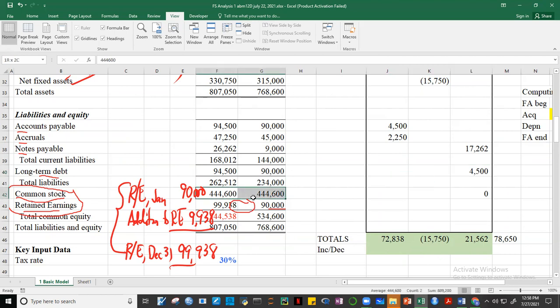Common stock, guys, if it changes, also goes into financing. In this case, there is none, but I just placed 0 here so you know that in case it increases, it goes here in financing.